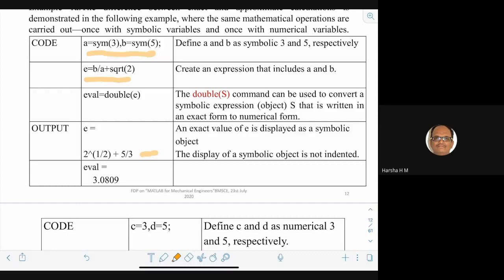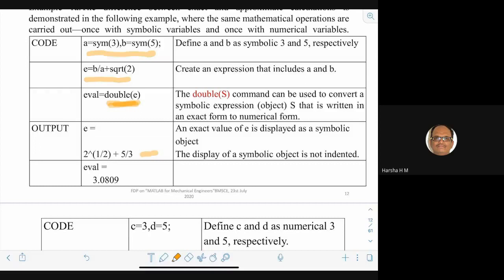And when you want to convert this into a number, you can use the command called double. I'm introducing one important command. Whenever you would like to get the numerical equivalent of the symbolic term, of course, if you have assigned some values, automatically you can get it evaluated. So you can just try this command. Just type a is equal to sym of 3, b is equal to sym of 5, and e is equal to b by a plus square root of 2. And you say e value is given by double of e. See, this command double of e is very, very important. We are going to use it later.